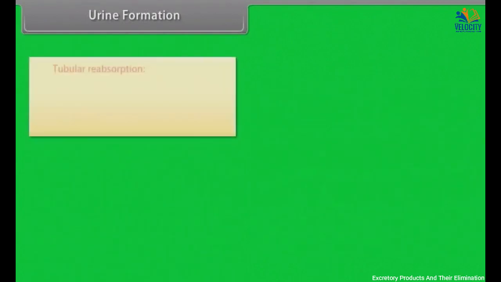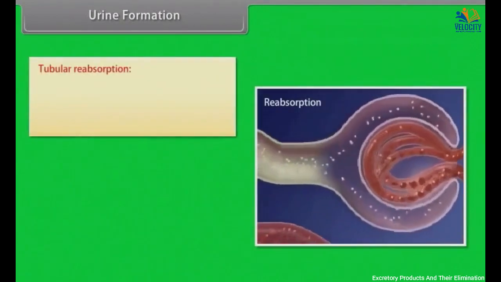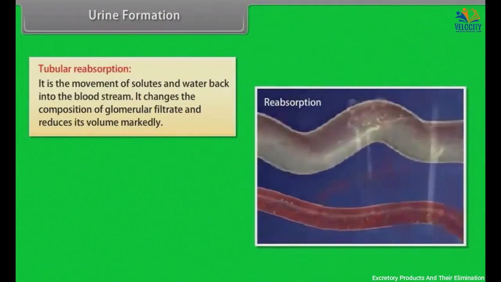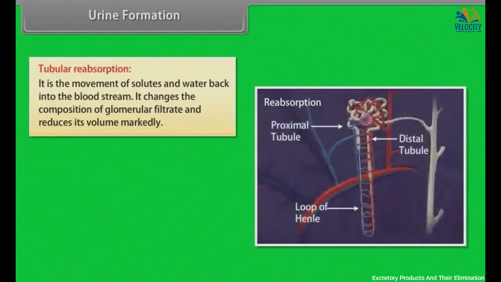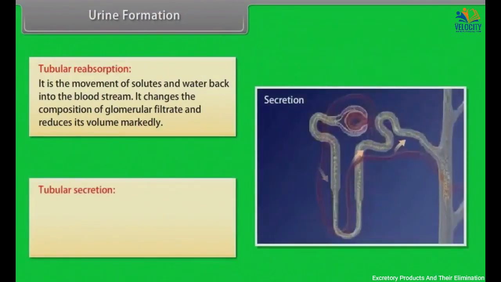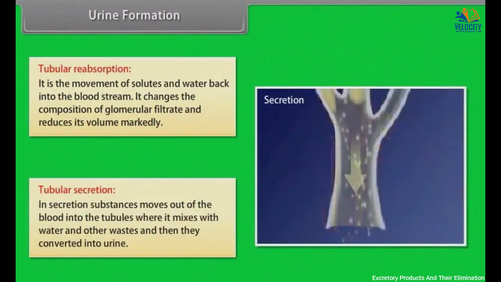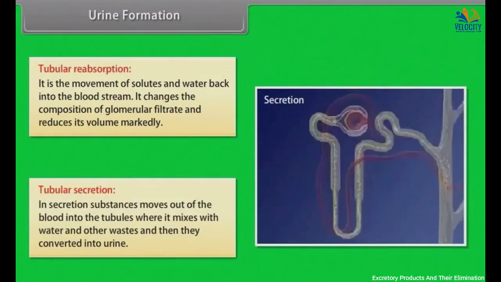Second is tubular reabsorption. It is the movement of solutes and water back into the bloodstream. It changes the composition of glomerular filtrate and reduces its volume markedly. And the third is tubular secretion. In secretion, substances move out of the blood into the tubules where it mixes with water and other wastes, and then they are converted into urine.